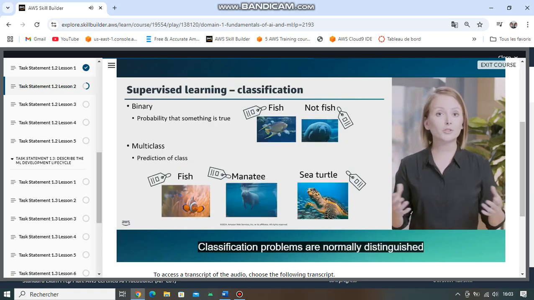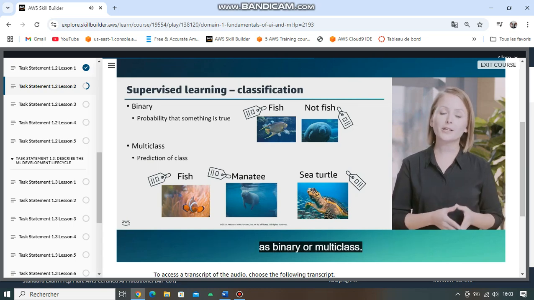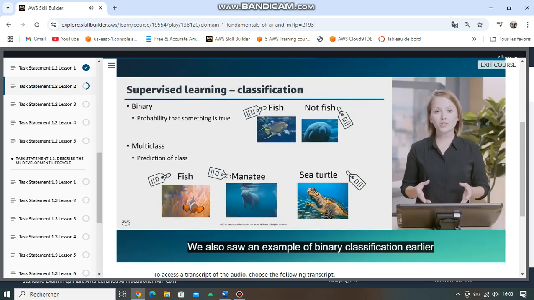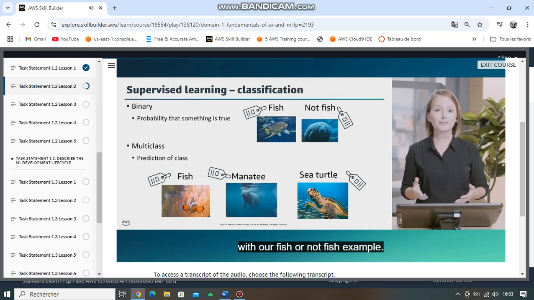Classification problems are normally distinguished as binary or multi-class. Binary classification assigns an input to one of two predefined and mutually exclusive classes based on its attributes. A medical diagnosis for whether an individual has a disease or not, based on the results of diagnostic tests, is an example of binary classification. We also saw an example of binary classification earlier with our fish or not fish example.